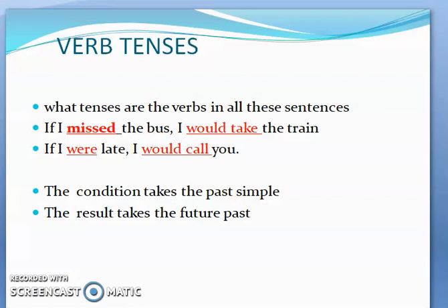As I said to you, look at the tenses or verbs we are using in the second conditional sentences. The condition takes the simple past and the result takes would plus a verb form. That is what we have followed in the examples given here. If I missed the bus, I would take the train. If I were late, I would call you. Missed, were: all these verbs indicate simple past. Would take, would call: these indicate future in the past.